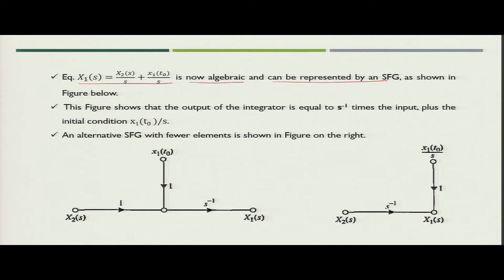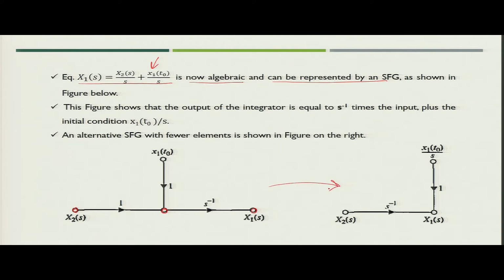If you see this figure, you have two variables, one is X2(s), another is X1(s), and we are summing up here, that is the summing block. So, at this point this will be X2(s) plus x1(t naught), and then it is multiplied by 1/s. So, finally, you get X1(s) as X2(s) plus x1(t naught) divided by s, which is nothing but the equation we just derived from the integration we just performed.